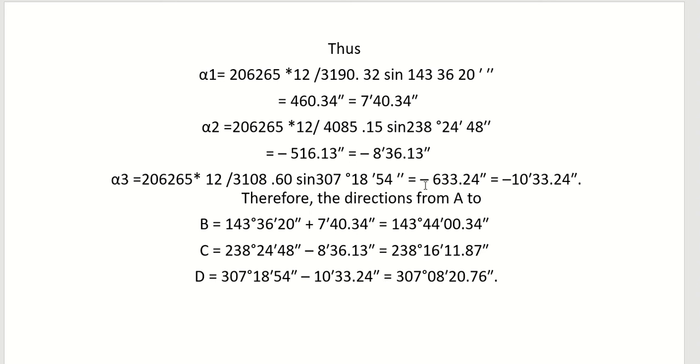Therefore, the bearing, or the direction measured from station A, is the measured value theta 1 plus correction, theta 2 plus correction, and theta 3 plus correction. Correction means alpha 1, alpha 2, and alpha 3. The result is the actual bearing from station A of the different points.